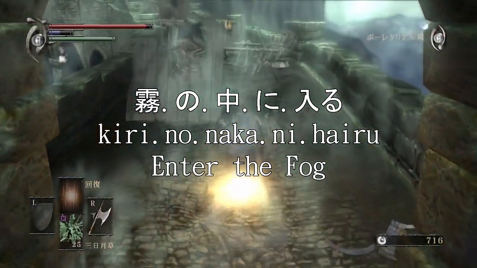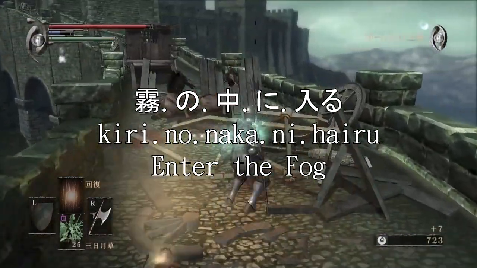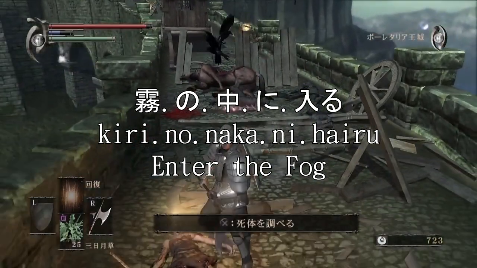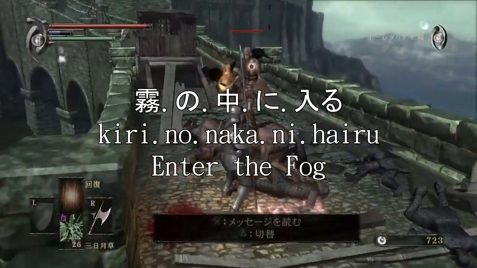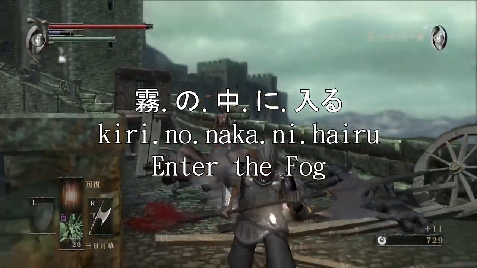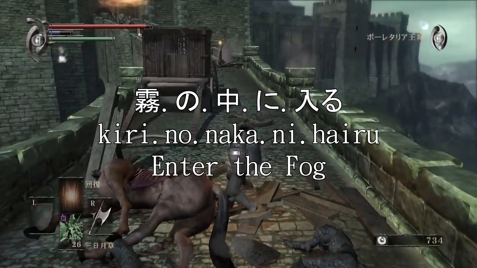Kiri no naka ni hairu. Enter the fog. Kiri is fog. Naka is middle or center. Hairu is to enter. So Kiri no naka is middle of the fog. Ni hairu is enter into.